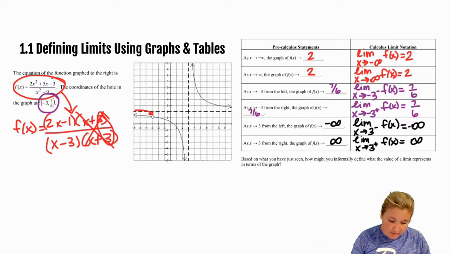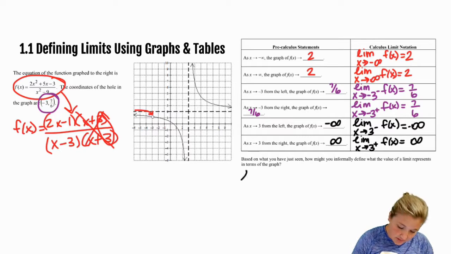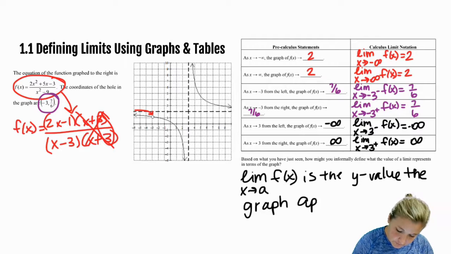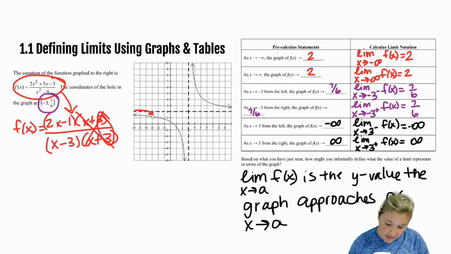So based on this information, hopefully you can basically see that the limit as x approaches some number a of f of x is whatever the function values are approaching as x approaches a. So whatever that y value is, that's where our limit is getting to. Okay, so let's take a look here.